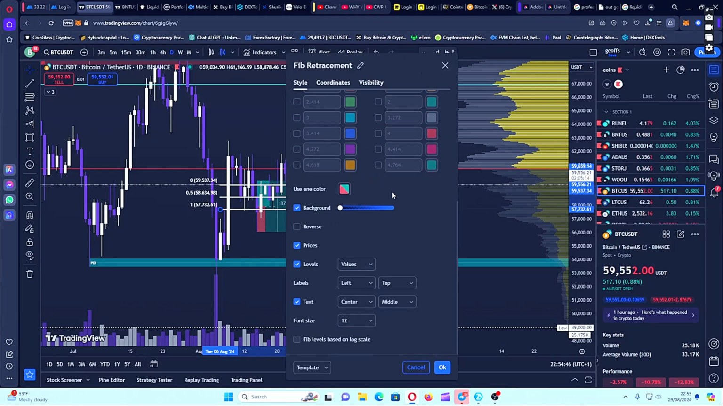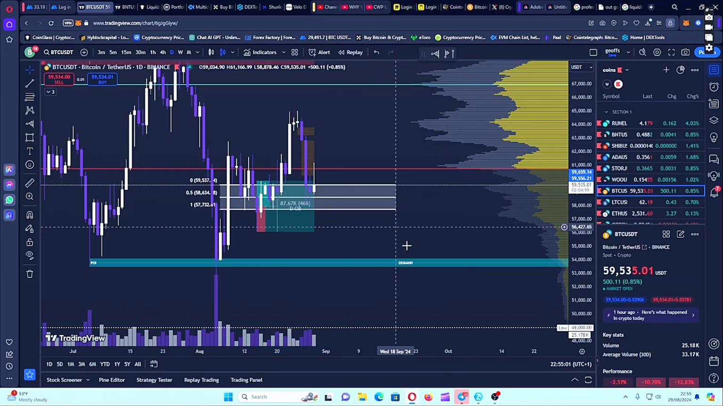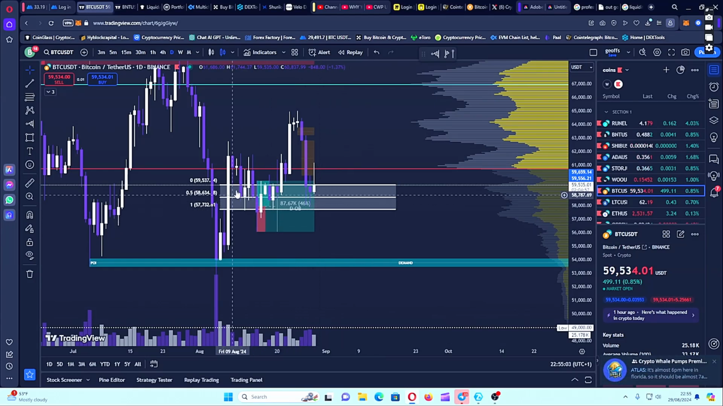So let's have a little look. Background. So I can fill that area. So it's like a grey area. So you don't really need to use this box. I use the box a lot because it's generally there. So fill the area, and then you've got your fair value gap there, and then you've got your 0, your 0.5 and your 1 area.